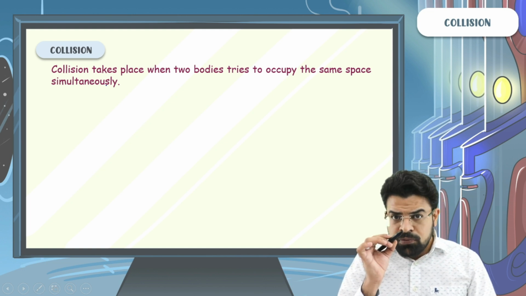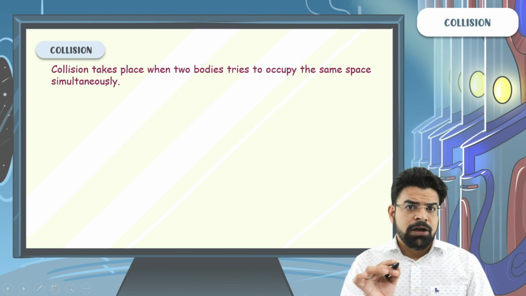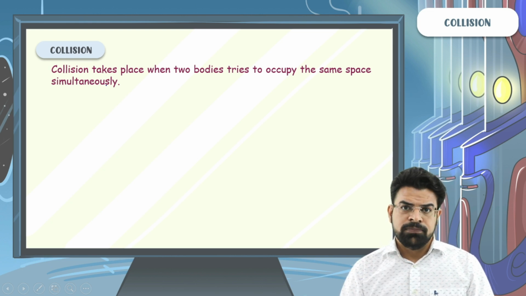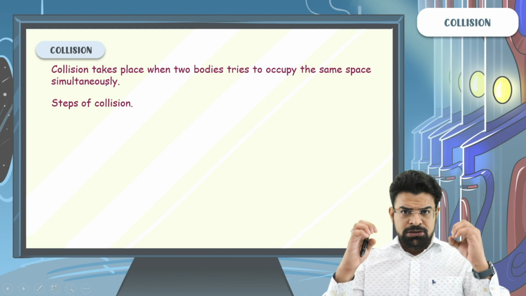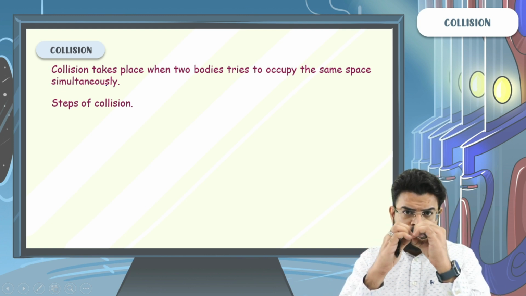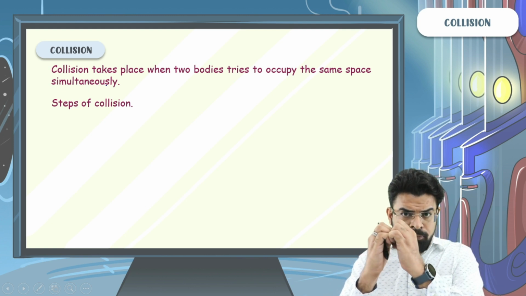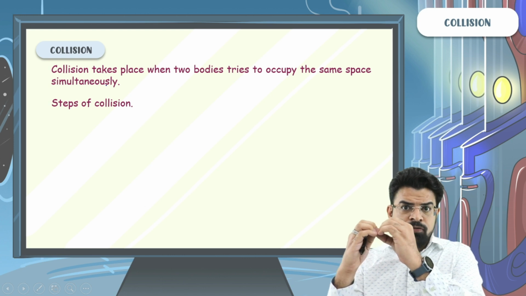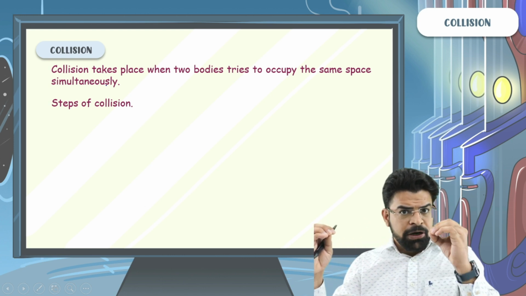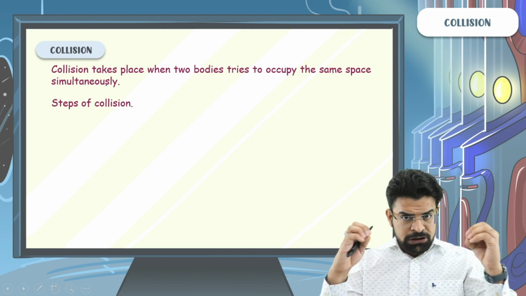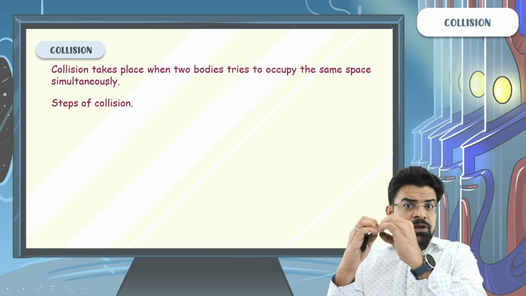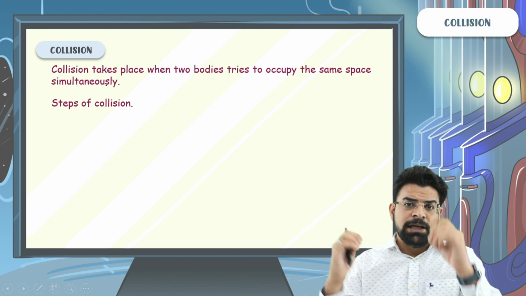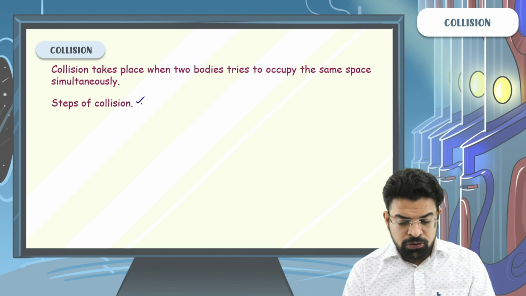Now, what I'm trying to explain next is the most important thing that one must know in collision. These are called the steps of collision. When a collision takes place, first the bodies come into contact, then the bodies deform, then the bodies reform, and then the bodies separate. So what are the steps of collision?